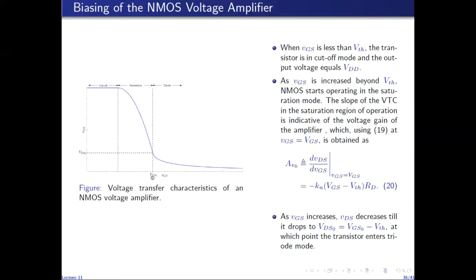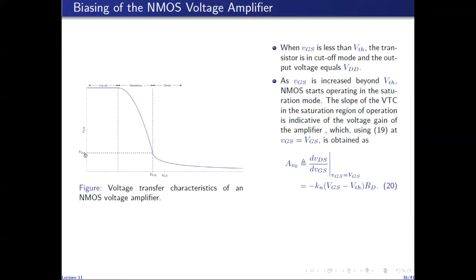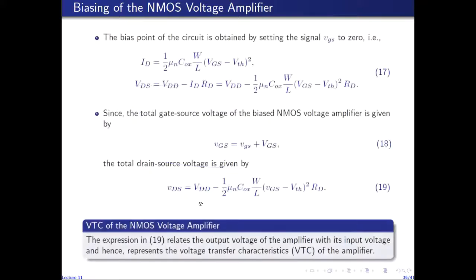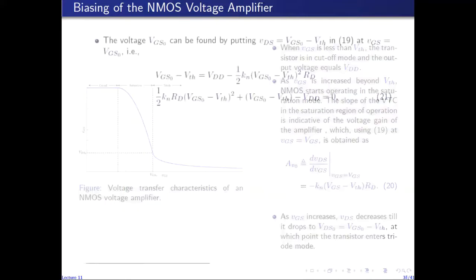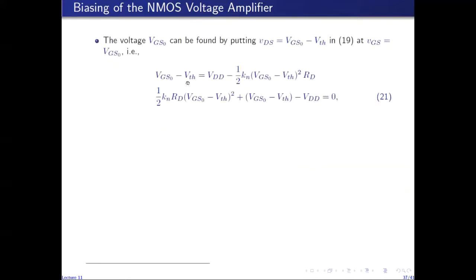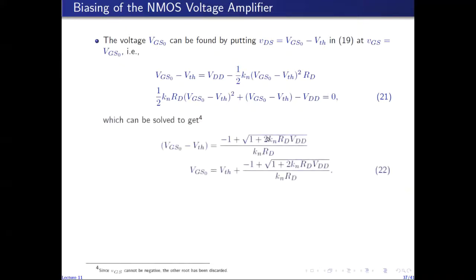We can find the coordinates of this point, which marks the boundary between the saturation and triode regions, by replacing VGS with capital VGS naught and VDS with capital VDS naught in this equation. So I've replaced small VGS with capital VGS naught and small VDS with capital VDS naught. Capital VDS naught is capital VGS naught minus V threshold. Rearranging the terms, we get this quadratic equation, which can be solved like this.